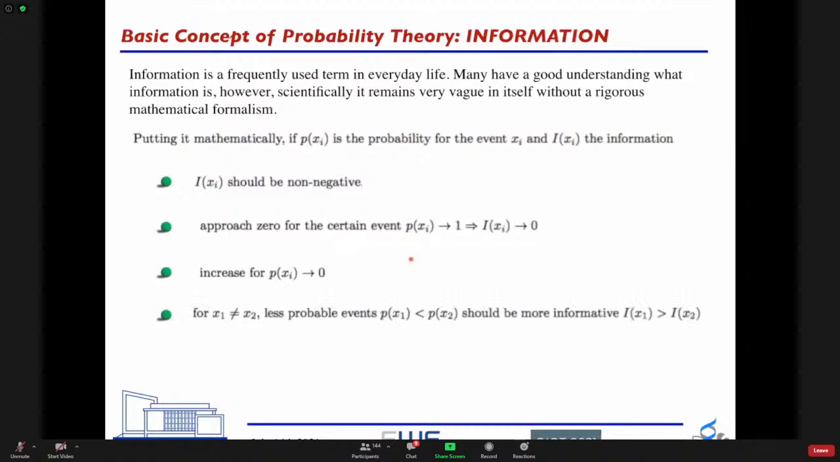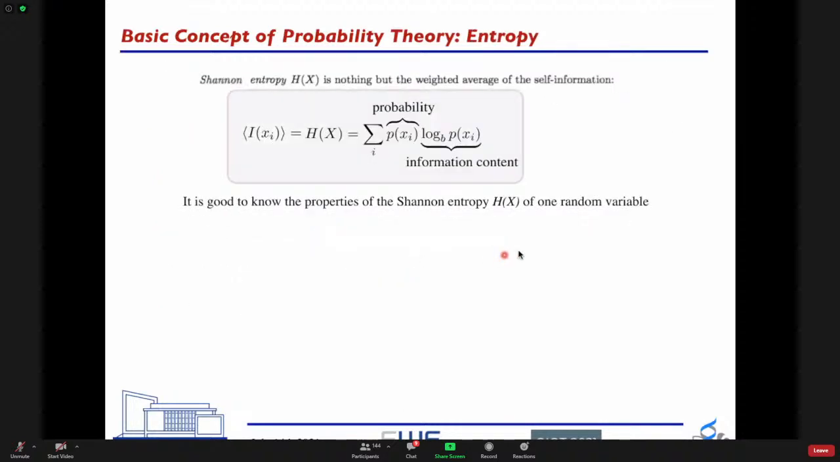And with this concept, we can define the so-called Shannon entropy. The Shannon entropy is the weighted average of the self-information. So the self-information is given by the logarithm of the probability, and then it is multiplied by the probability and summed over all events.